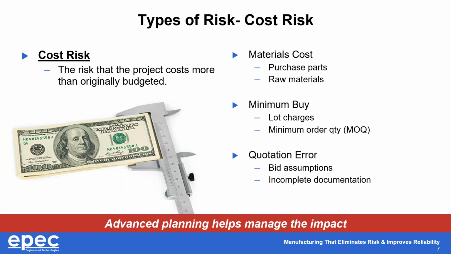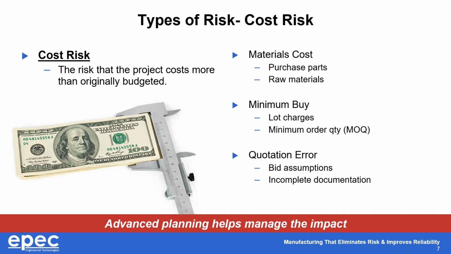The next type of risk is cost risk. Basically, do the projected costs of the program compare to the original budget? So this could be something as simple as the raw materials price increasing, or purchased part materials price increasing. There can be things like minimum order quantities or lot charges that are not completely understood that then impact the program later on.